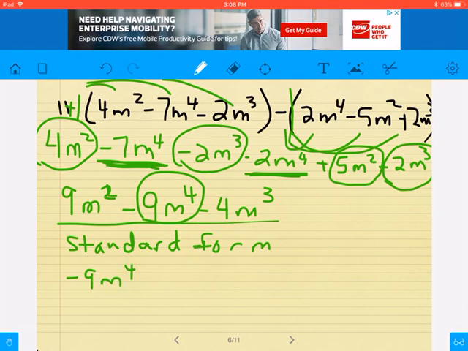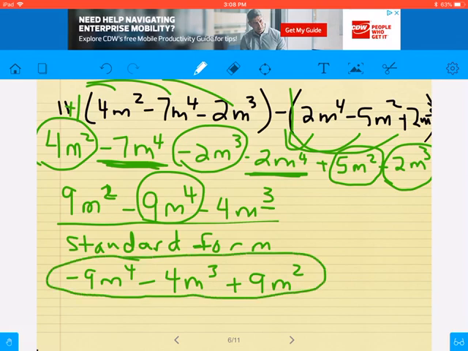And then we're looking for the next highest exponent, which is this m cubed, which is going to give us our next term, negative 4m cubed. And then our last term, positive 9m squared. All right, so this is our correct, or our most correct, answer for number 11. So let's go on to number 12.